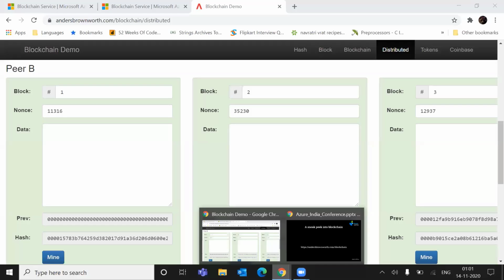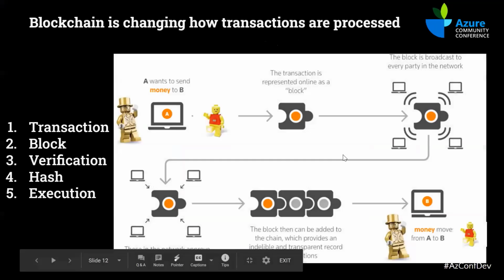So now that we are through with the blockchain basics, a little bit of the basics, of course, introduction, I would say, as well as some information through this demo, let's go back and see what more information we have to offer.